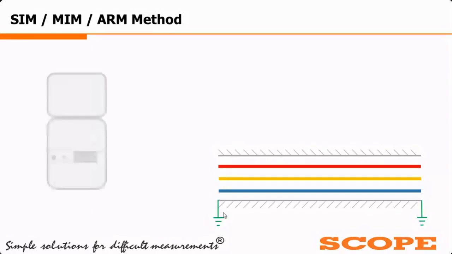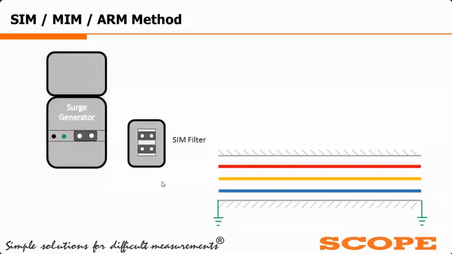The first one is the surge generator. Scope has a 16 kV surge generator and a 32 kV surge generator. In the surge generator, first we will connect it. We will provide mains rating to the surge generator, and another instrument here is called the secondary impulse filter. I will explain one by one the function of these kits.